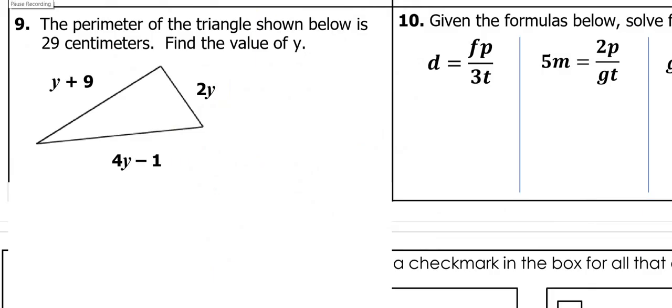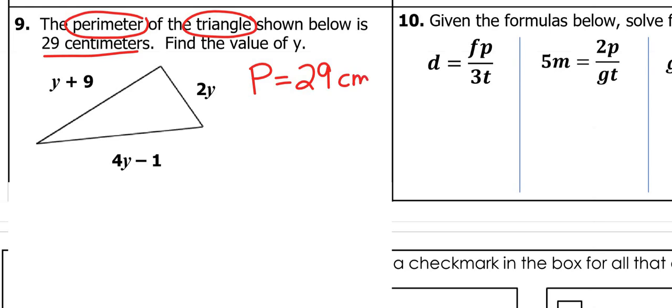Number 9. The perimeter of the triangle shown below is 29 centimeters. Find the value of y. So the perimeter of this triangle, a triangle has 3 sides, is 29 centimeters. So I'm going to write that down. The perimeter, P, is equal to 29 centimeters. They want me to find the value of y. That's our goal. Now let's start thinking about what perimeter means and how that could help me solve for y.